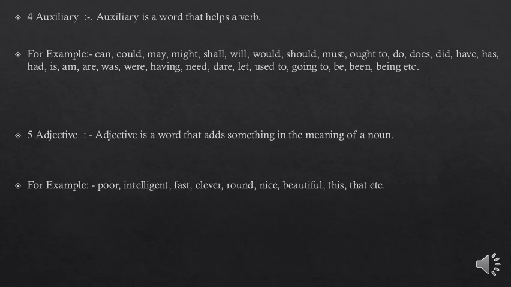Those are the auxiliary verbs. And now going to the adjective. An adjective is a word that adds something to the meaning of a noun. A word used for the meaning of a noun is called an adjective.